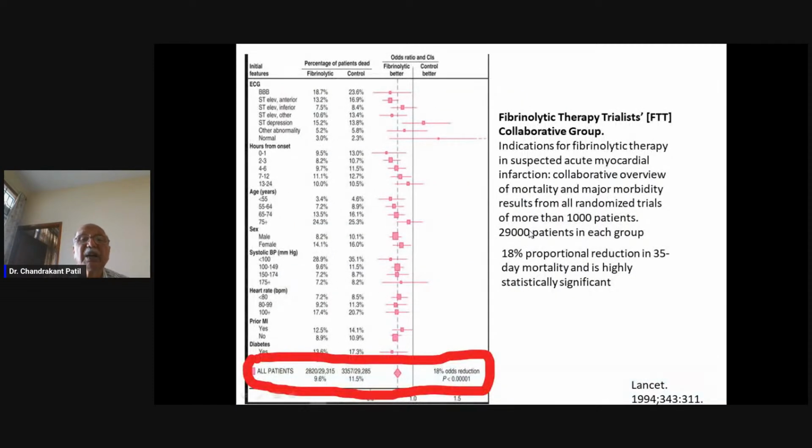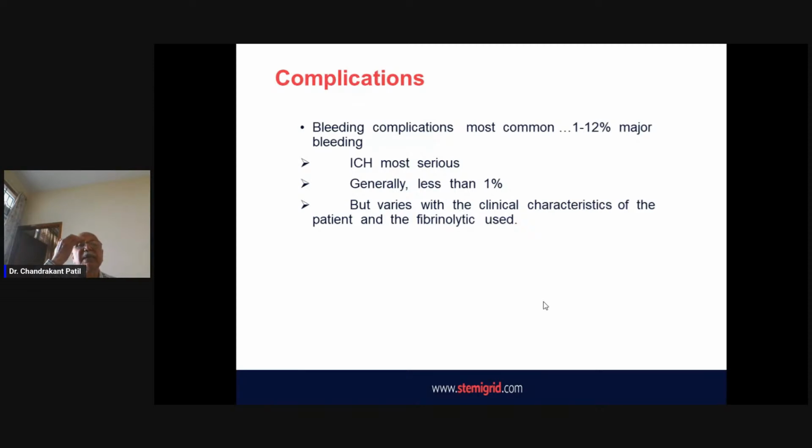And you can see here almost 29,000 patients in a meta-analysis by the Fibrinolytic Therapy Trialists' Collaborative Group, whether anterior MI, inferior MI, or with bundle branch block, up to 12 hours or rarely even up to 24 hours with ischemic symptoms, at any age, either gender, any blood pressure including hypotension, less than 100 up to 175, any heart rate. So you can see that definitely there is a benefit even with fibrinolytic therapy, an 18% proportional reduction in 35-day mortality, which is highly statistically significant. That is the importance of doing fibrinolysis if primary PCI is not feasible.